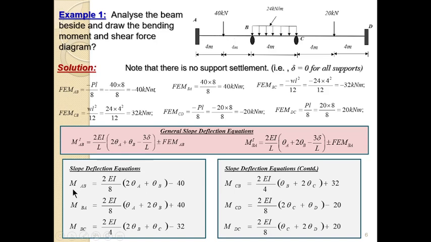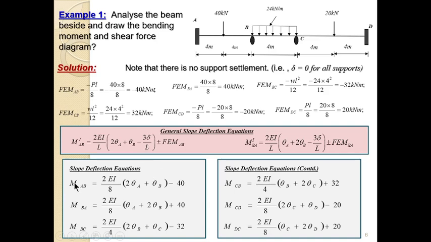Support moment AB, that is MAB, is equal to, the equation is 2EI over L, 2 theta A plus theta B minus 3 delta over L plus or minus the fixed moment. But take note that theta A is what is multiplied by 2. Also note that delta is 0 because of no support settlement. So that means the whole of this component is gone.